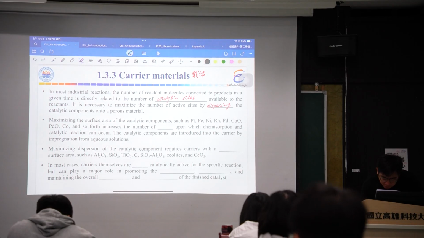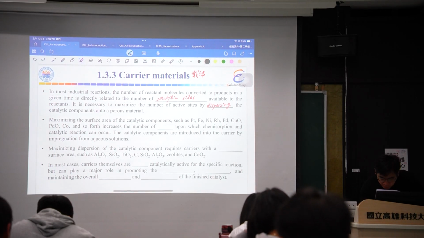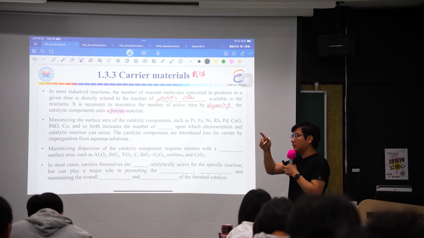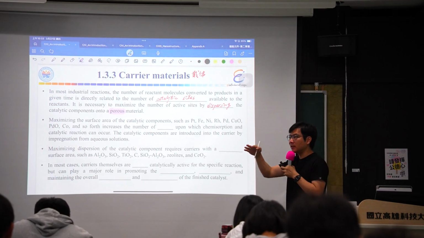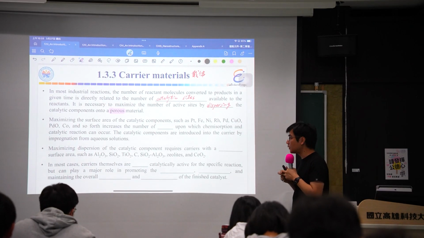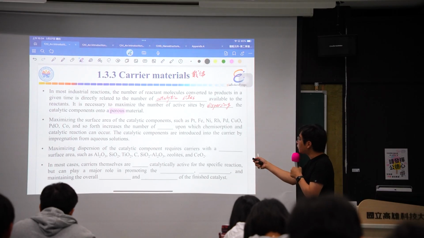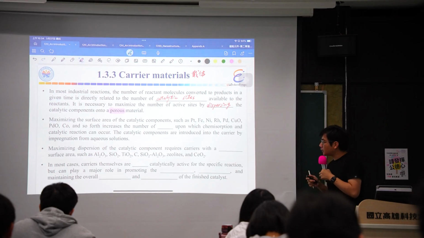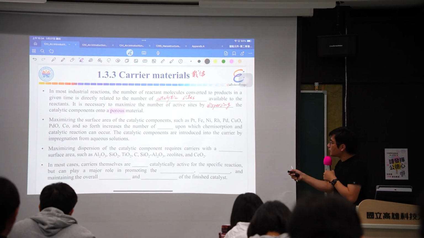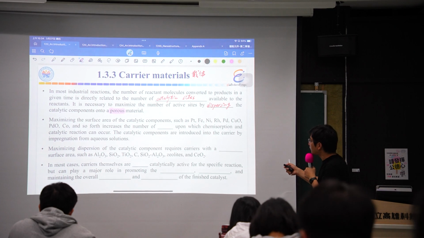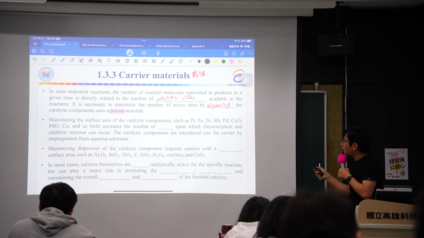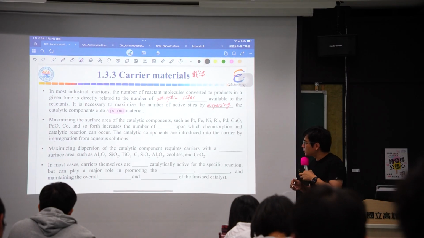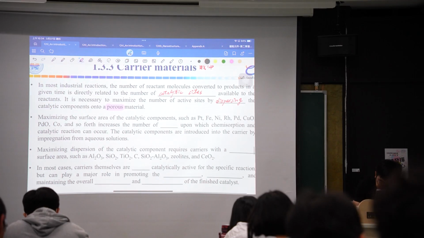You have to have a porous material. Porous material gives a higher surface area, so you can disperse better, right? If you disperse 1 gram of material on a surface area of 20 versus a surface area of 2000, the dispersion is very poor, right? Okay. So why do you need porous material? Because you need to have a high surface area. Okay. So you have to maximize the surface area of the catalytic components such as platinum, iron, rhodium, copper oxide, rhodium oxide, copper, and so forth, which increases the number of sites.